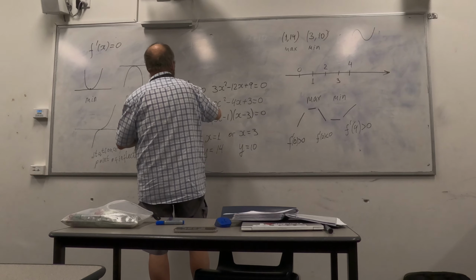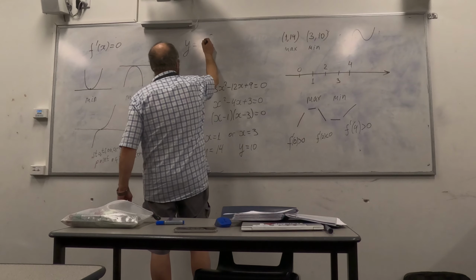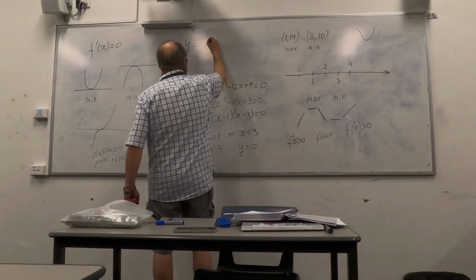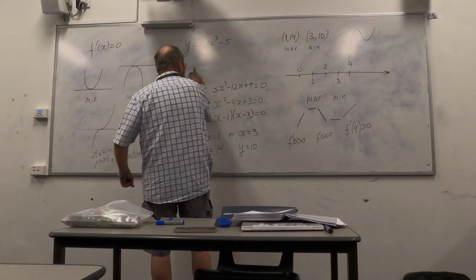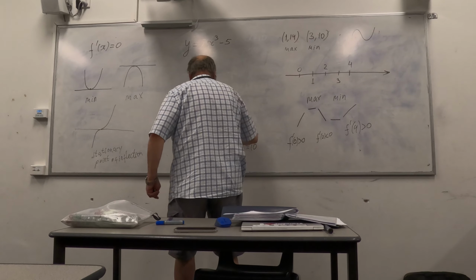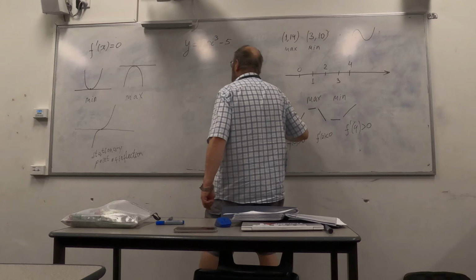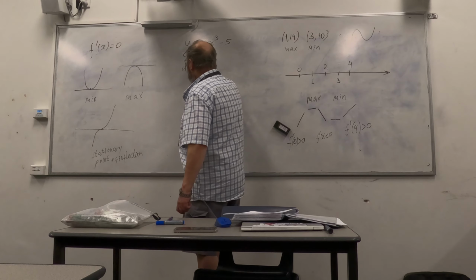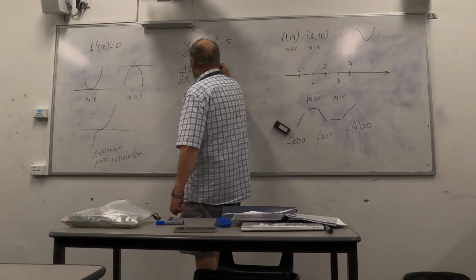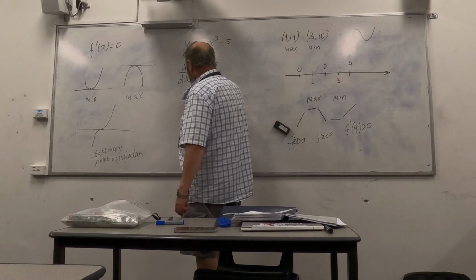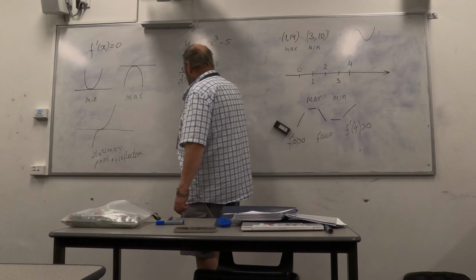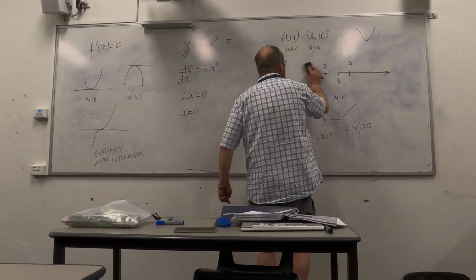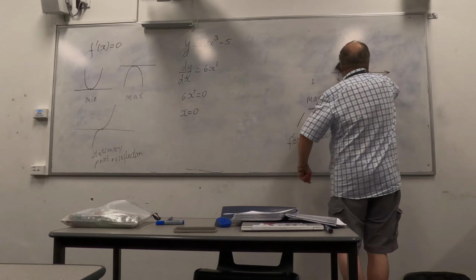y equals 2x cubed minus 5. Let's consider function y equals 2x cubed minus 5. Derive: 6x squared. 6x squared equals 0. We have x equals 0. So we found that there is only one stationary point, at x equals 0.